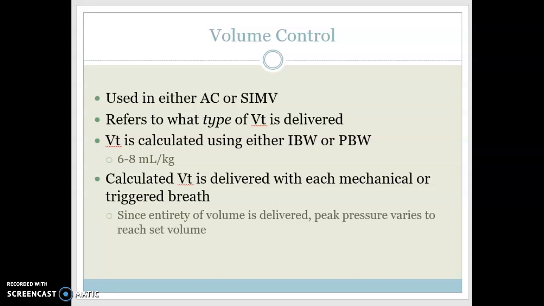Volume control continued. This can be either used in assist control or SIMV. It refers to what type of tidal volume is delivered. Sorry, I have a little typo there. It should be 6 to 10 mils per kilogram.